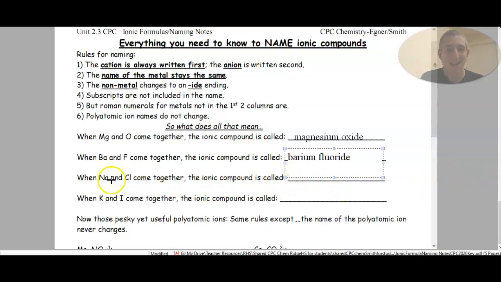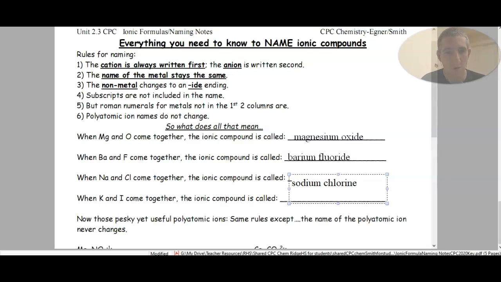So NaCl. Na is sodium. The metal keeps its name according to the second rule, so the name of the metal stays the same: sodium. And then Cl, that's chlorine. On the periodic table, rule number 3 says IDE ending. So no INEs, IDEs: sodium chloride, good old table salt.